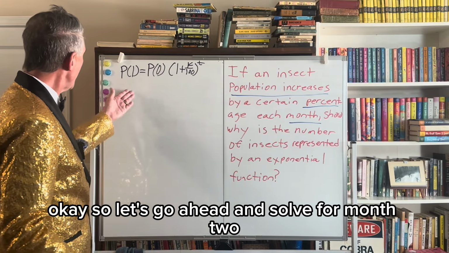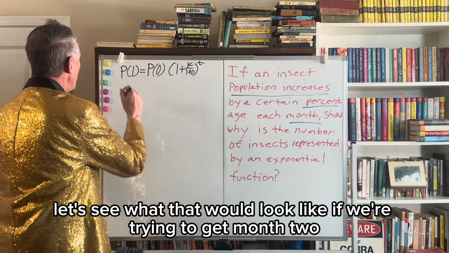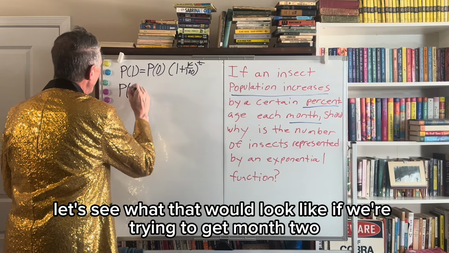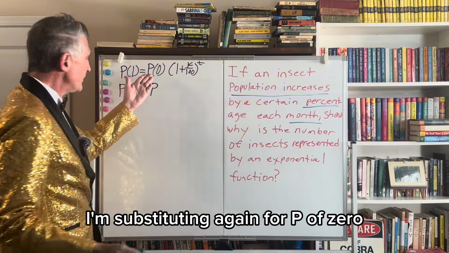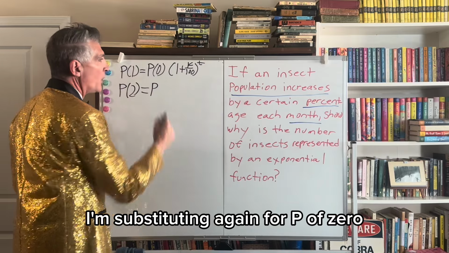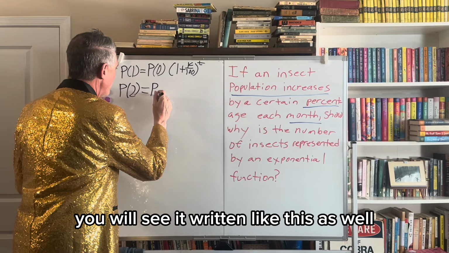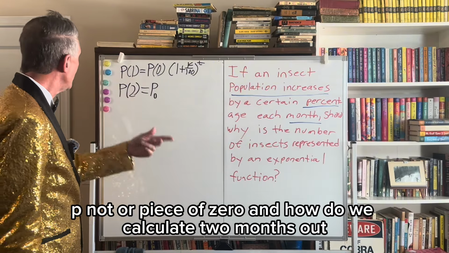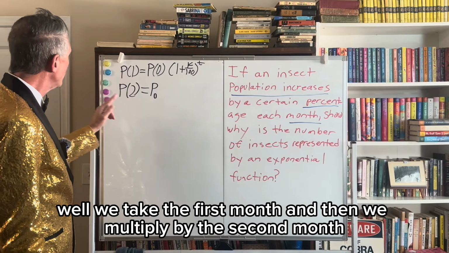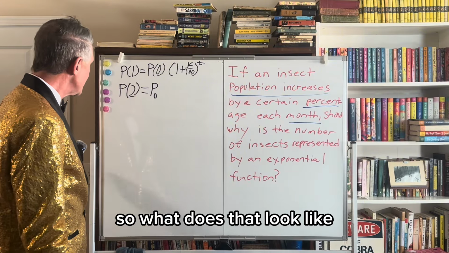Okay, so let's go ahead and solve for month 2. Let's see what that would look like if we're trying to get month 2. And that would just be P naught. I'm substituting again for P of 0. You will see it written like this as well, P naught, or P sub 0. And how do we calculate 2 months out? Well, we take the first month and then we multiply it by the second month. So what does that look like?